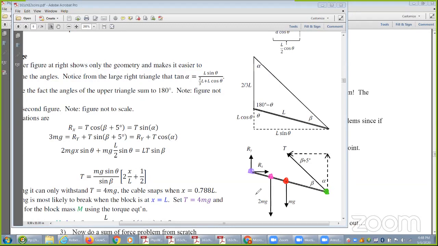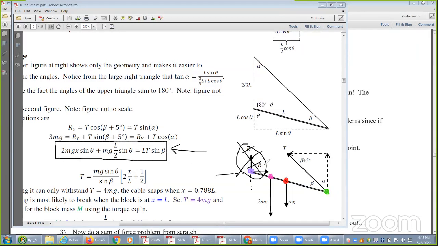Okay? So for example, if I choose this pivot point, notice Rx and Ry contribute no torque. So that's why you start with the torque equation. We can forget about the torque due to Rx and Ry. And notice right here is my torque equation. We'll discuss this in a minute. It looks like a bunch of blobs right now. But I want to point out that Rx and Ry do not appear in my torque equation because I chose this purple point as the pivot.